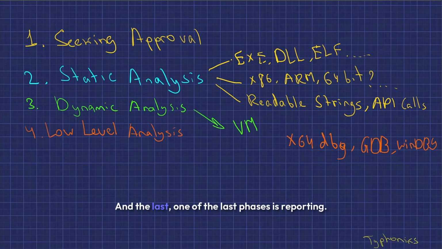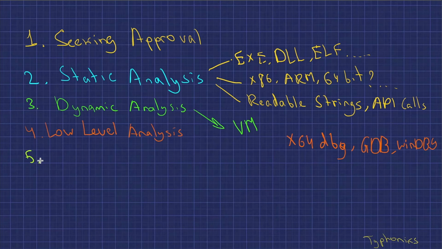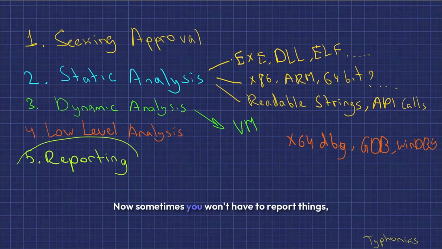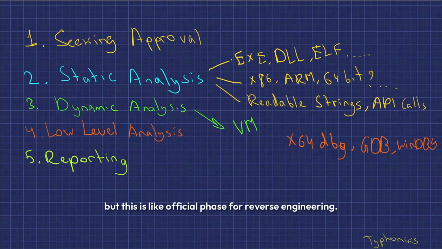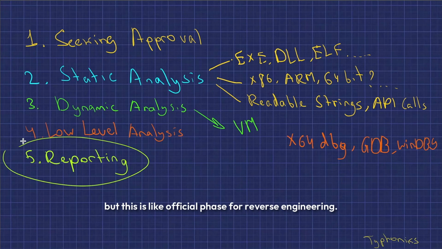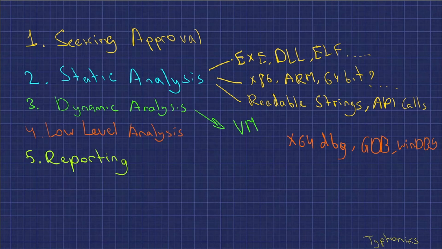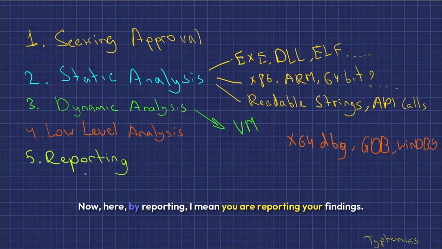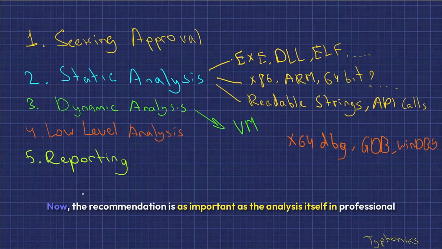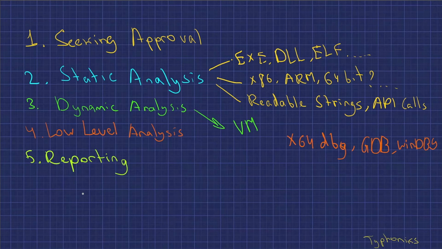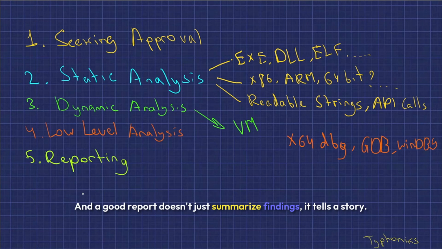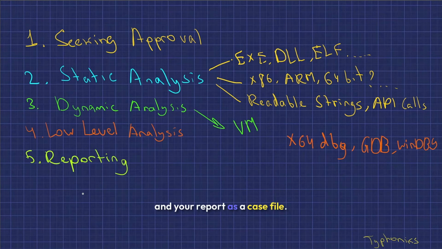And one of the last phases is reporting. Now, sometimes you won't have to report things, but this is an official phase of reverse engineering. By reporting, I mean you are reporting your findings. Documentation is as important as the analysis itself in professional environments. And a good report doesn't just summarize findings, it tells a story. Think of your analysis as a crime scene investigation and your report as a case file.